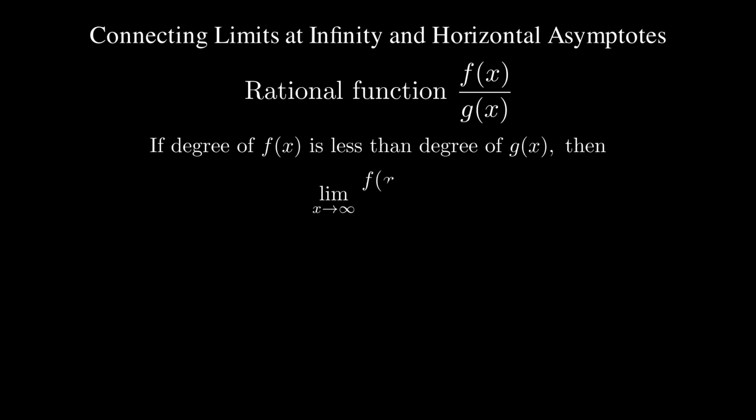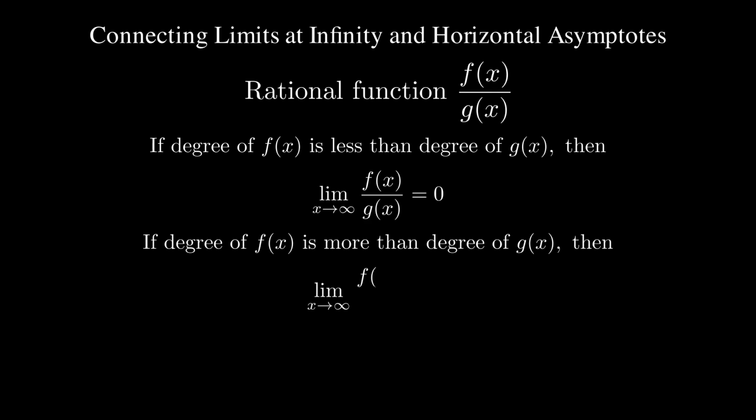Now, let's connect limits at infinity to horizontal asymptotes. A rational function is in the form f of x over g of x. If the degree of f of x is less than the degree of g of x, then the limit as x approaches infinity of this rational function is 0. If the degree of f of x is more than the degree of g of x, then the limit as x approaches infinity of that rational function will simply be infinity. So that means there is no horizontal asymptote. However, for the situation when the degree of f of x is less than the degree of g of x, the horizontal asymptote occurs at 0.